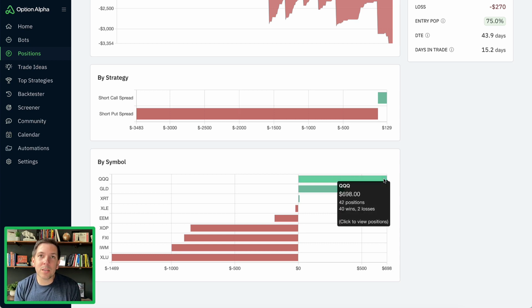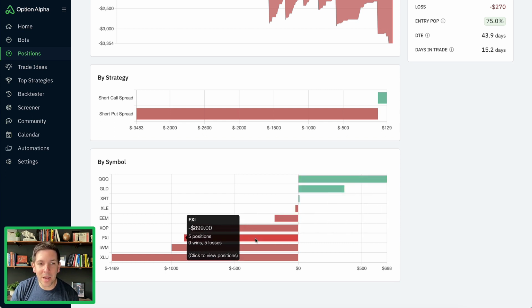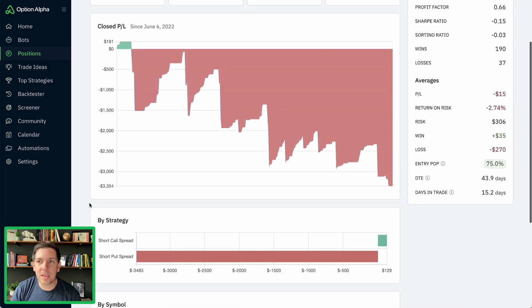So of the ones that were strong uptrend, these again, all tickers or all positions that were tagged in a strong uptrend as the entry point for those positions, QQQ was really good. Gold was really good. But again, you kind of got murdered on the rest of them. IWM, XLU took a bath and did not work out.